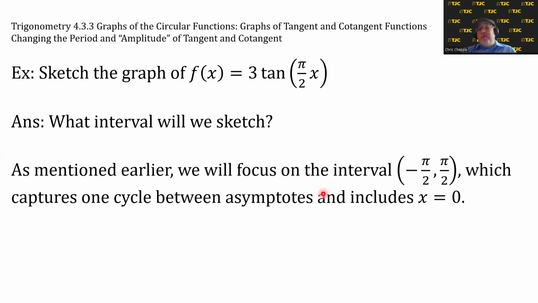As mentioned earlier, we'll focus on this interval, negative pi over 2 to pi over 2. By the way, parentheses, because those values are undefined in tangent, locations of vertical asymptotes. This interval does capture one cycle between asymptotes and includes x equals 0.